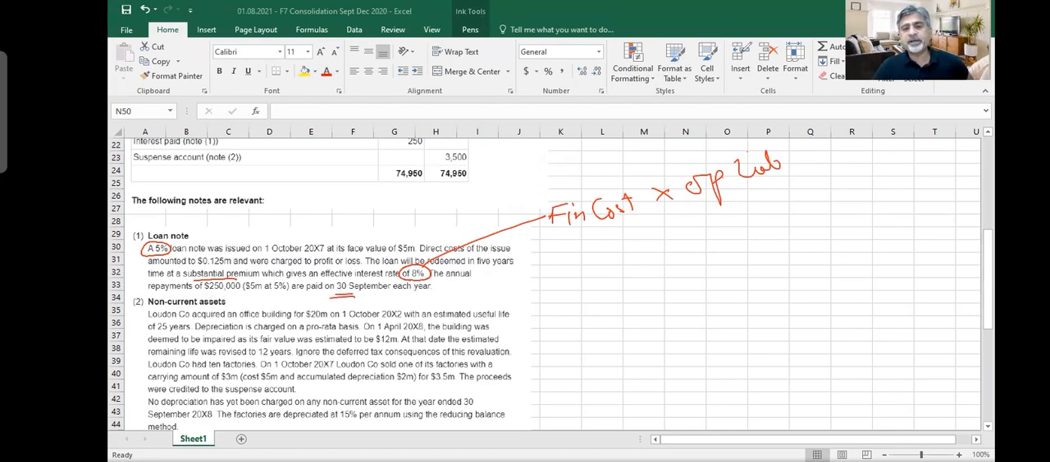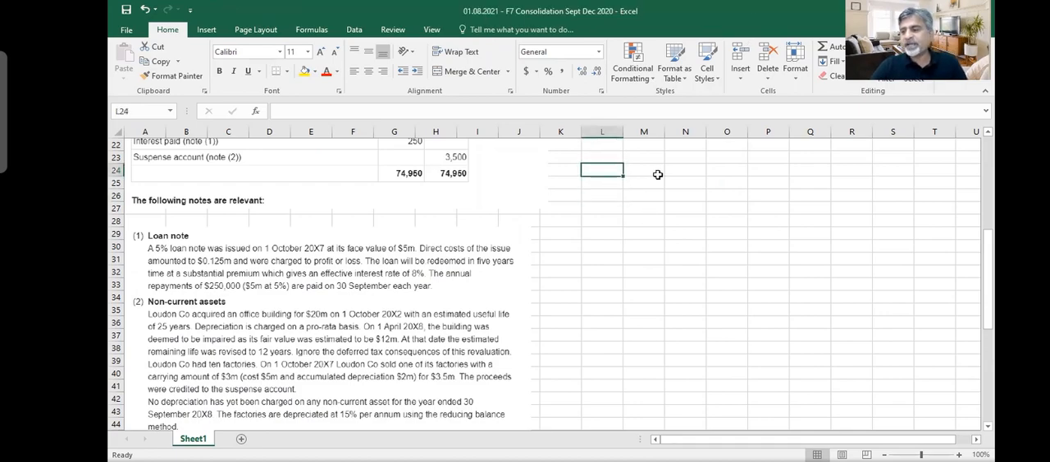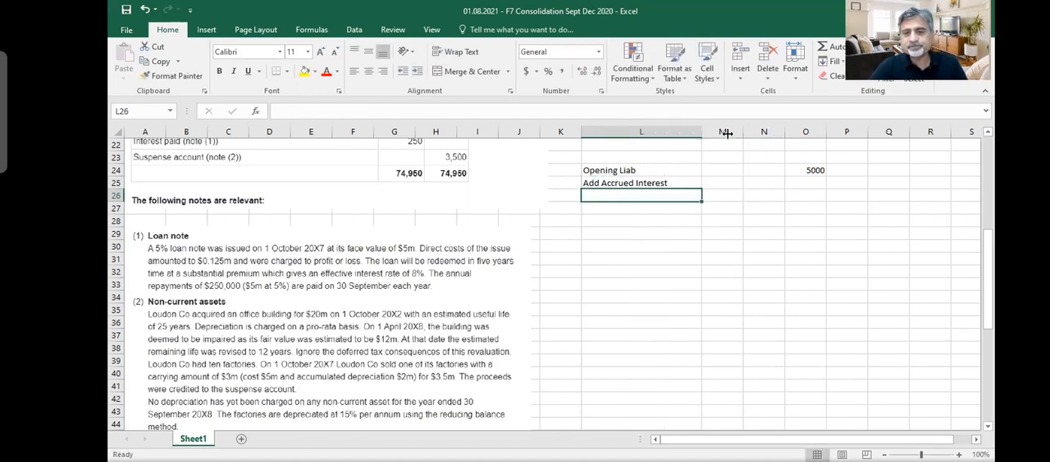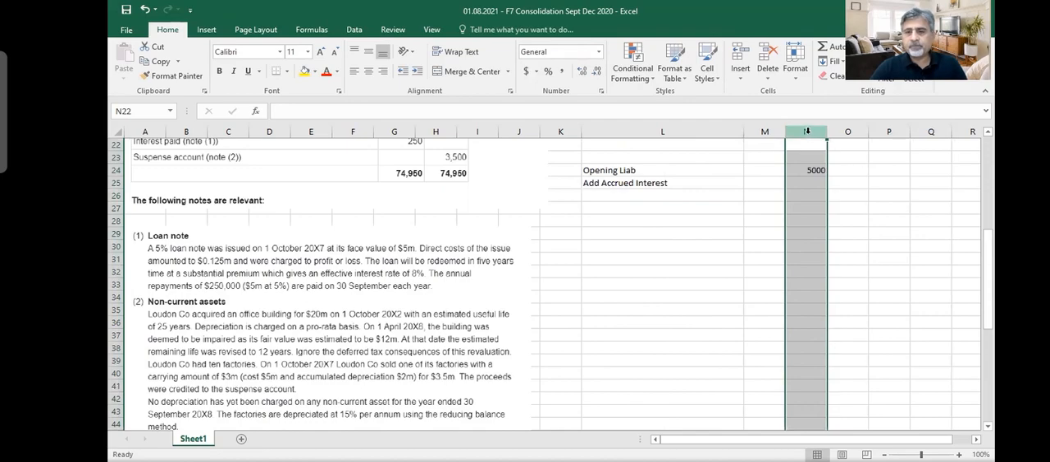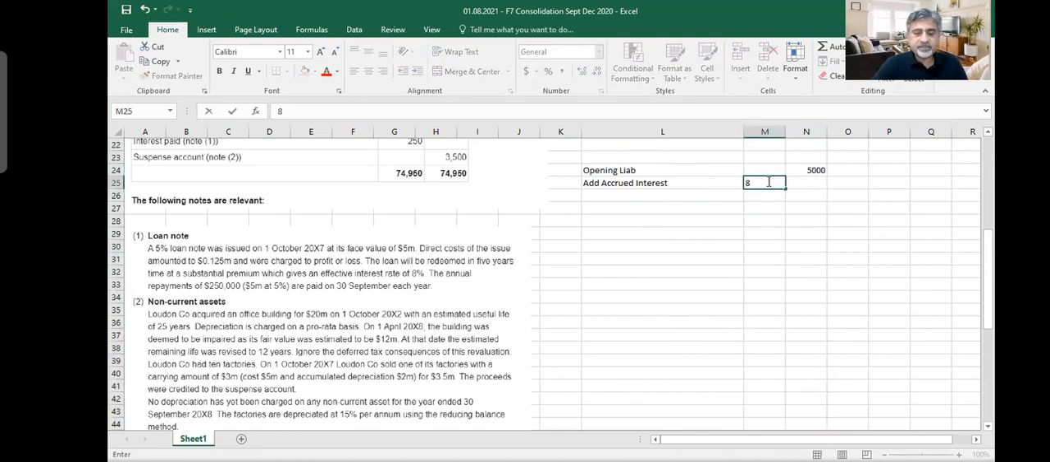So 250,000 is the interest. This is exactly what we were discussing in our last session when we were doing IFRS 9, and we had an extra session last week as well, where we discussed what amortized cost is. So I'll explain it again here. We have 5 million as our opening liability, and we have to add accrued interest, and that accrued interest will be charged at 8%.